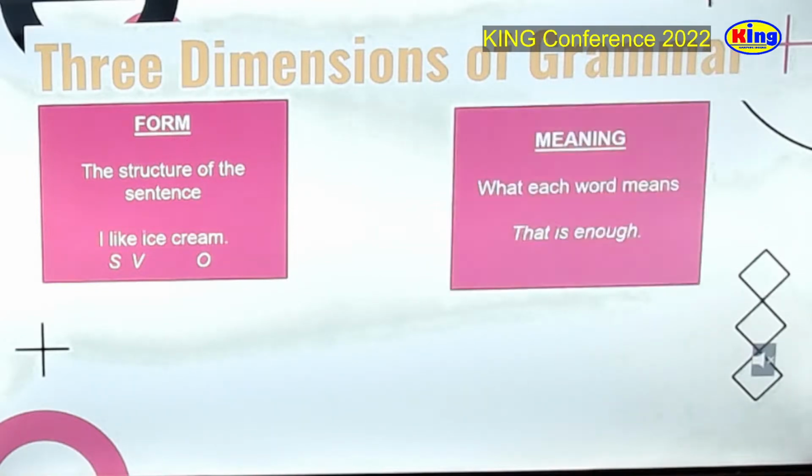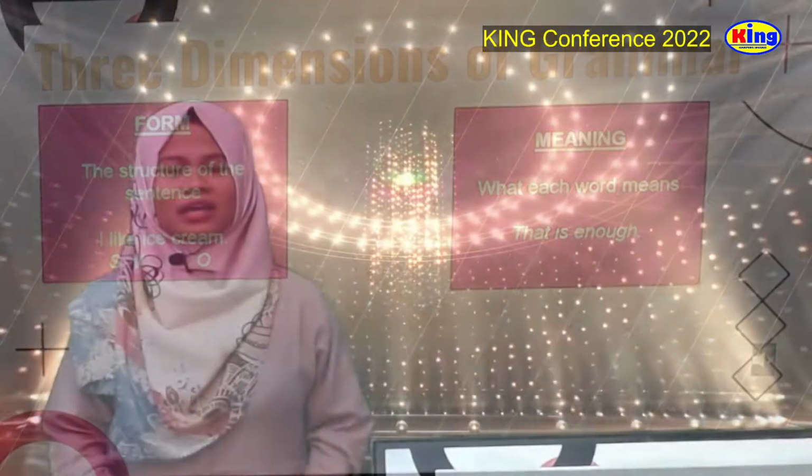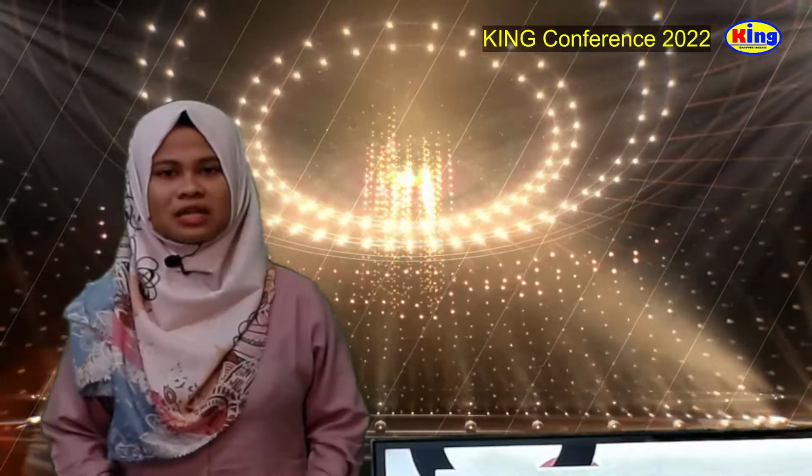Okay, and the next one is the meaning. Grammar will tell the meaning of a sentence, what each word means. Grammar explains it. For example, "that's enough." "That" is for the previous sentence, "is" is for a particular state, and "enough" is for sufficient.